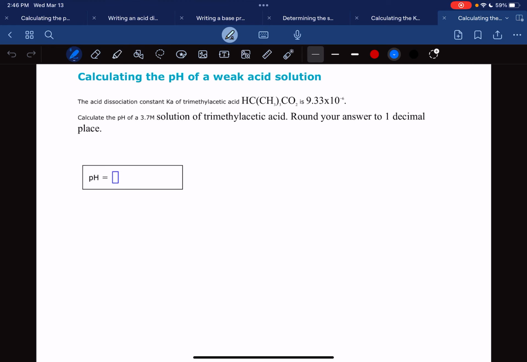Okay, so we're going to figure out the pH of a weak acid solution, which in essence means that we want to figure out the H plus concentration first, and this is our acid that we're working with. And I just want you to take a good glance at that because that's cruel to have to write that over and over again. And to be candid, I'm not going to.